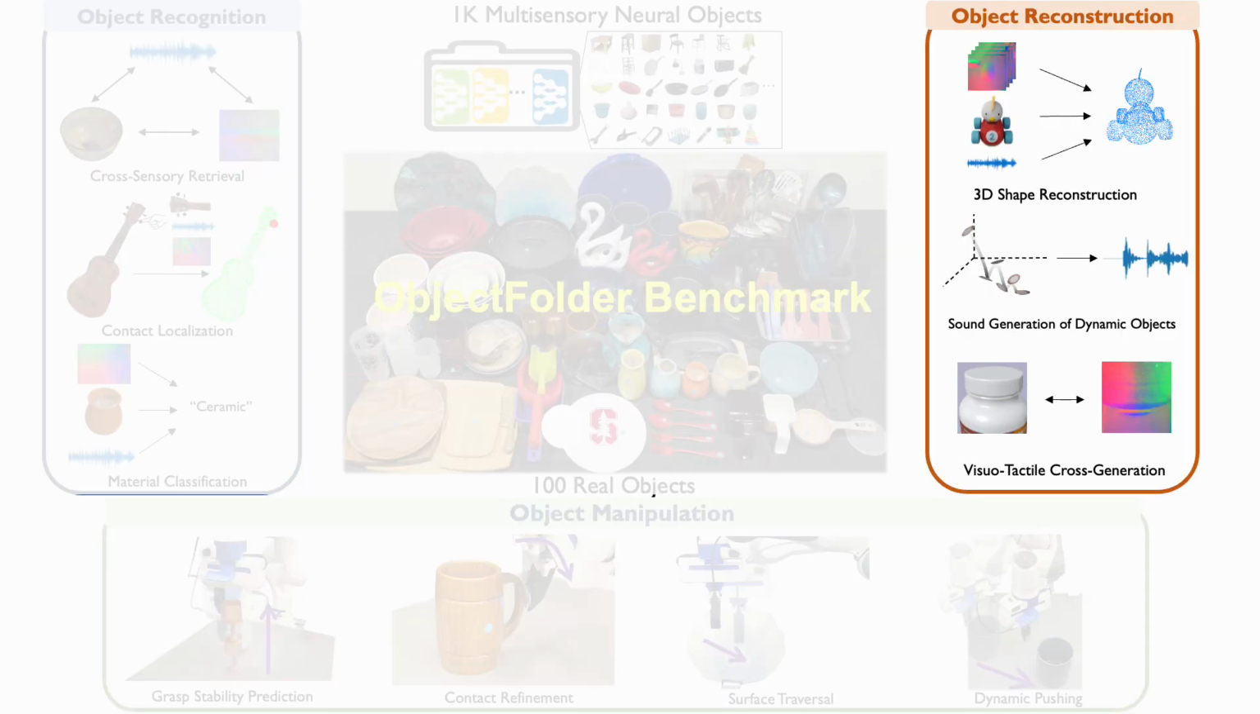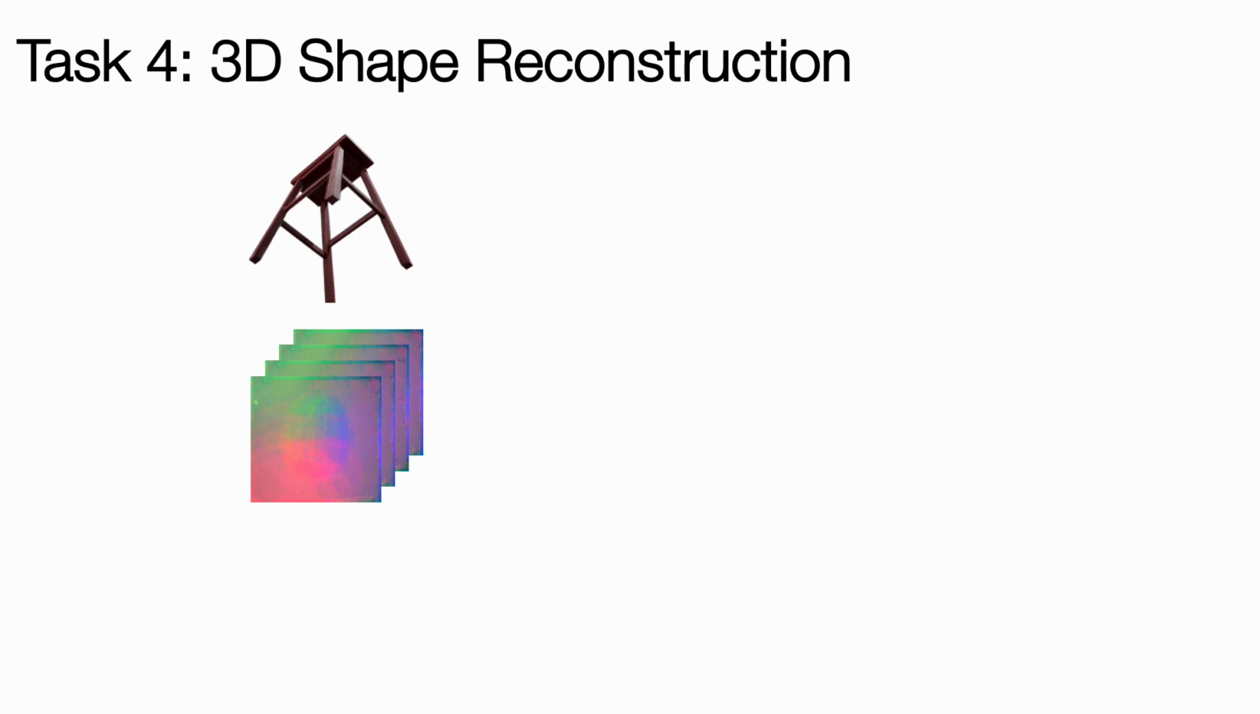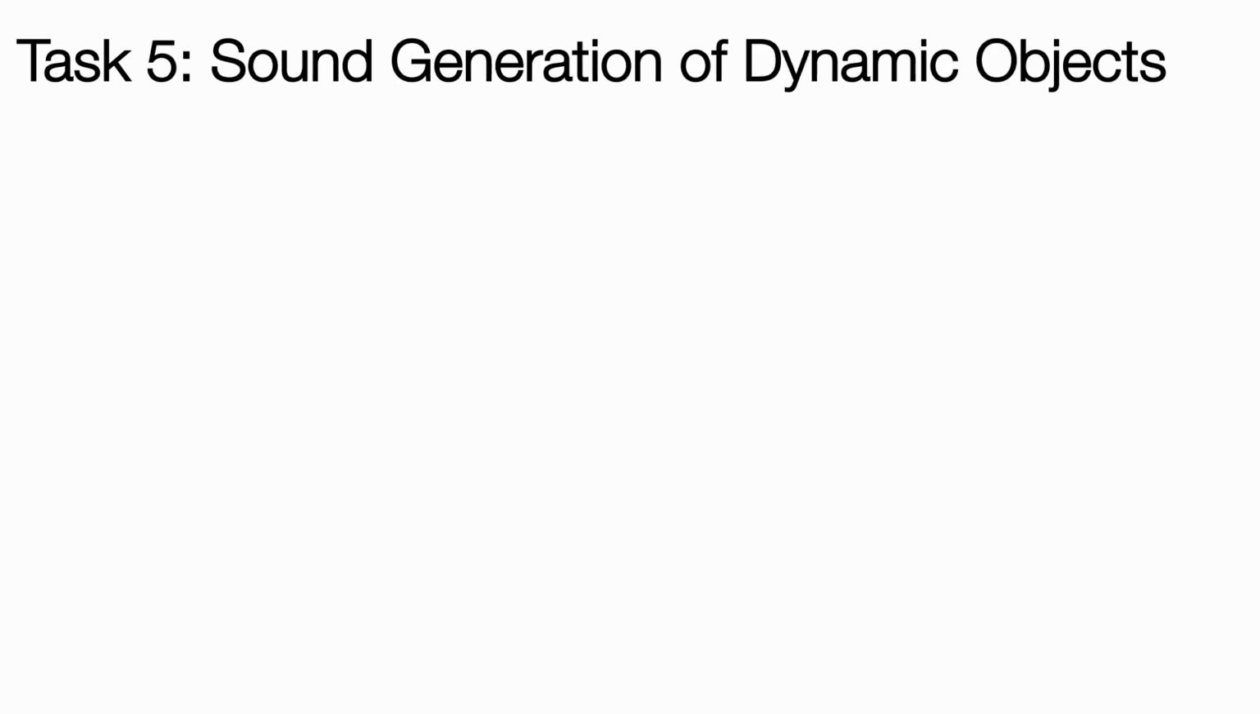Next, I will talk about the object reconstruction tasks in our benchmark suite. The first task is 3D shape reconstruction. Given an RGB image of an object, a sequence of tactile readings from the object's surface, or a sequence of impact sounds of striking different surface locations of the object, the task is to reconstruct the shape of the object from these multisensory observations.